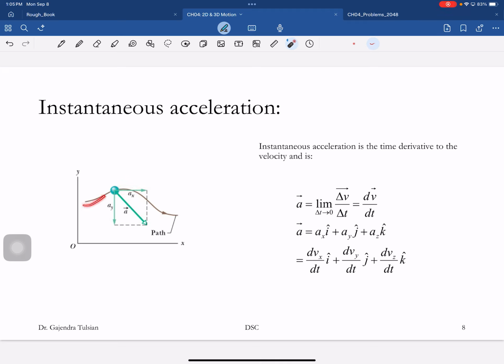Now, if you're going on a curved path, the direction of your velocity is changing, so you will have a perpendicular acceleration, which is called the centripetal acceleration. This is an acceleration that arises because the velocity changes direction.